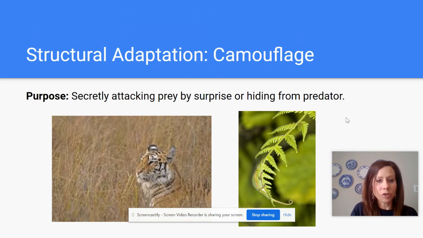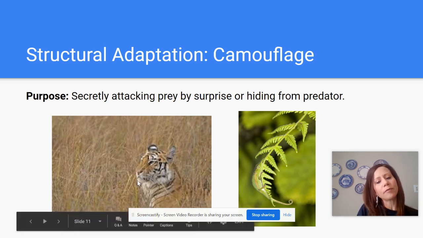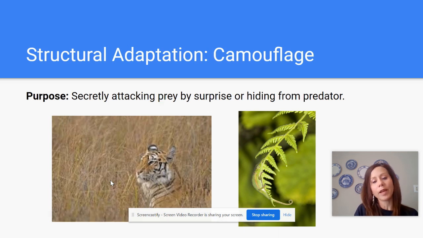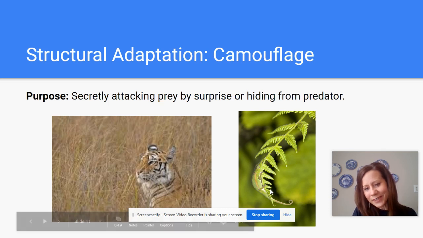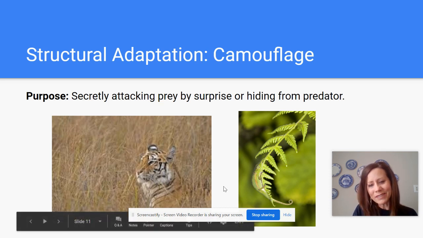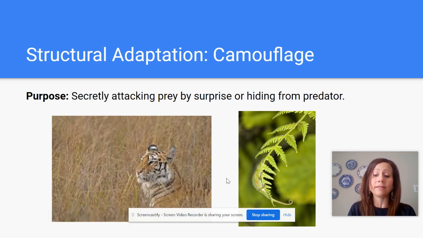Camouflage is another structural adaptation. So, like a tiger is camouflaged here in the grass. It's ready to secretly attack its prey by surprise. And then here is a lizard you can barely see on that fern right there that's hiding because it's camouflaged. It matches the environment. So, camouflage means to blend into its environment.